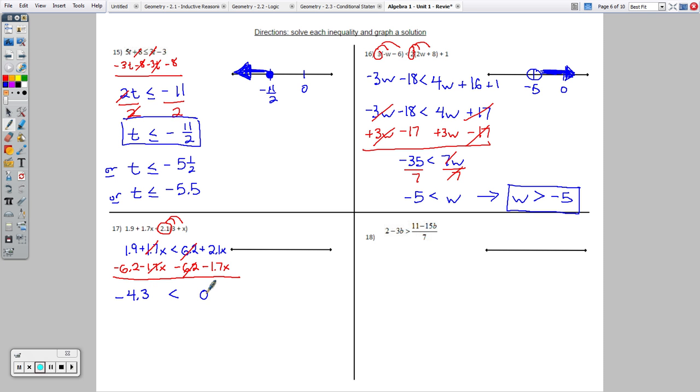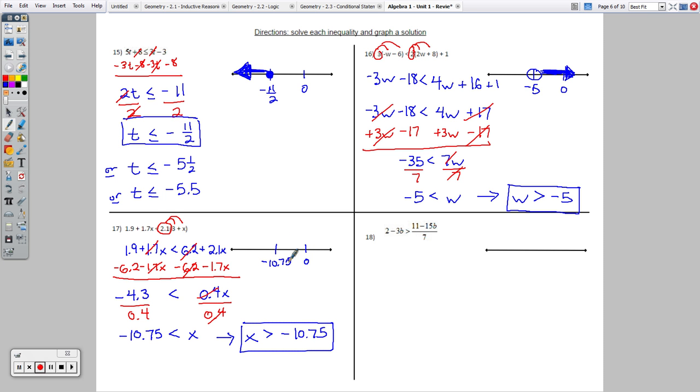And then right here you've got 0.4x. You can divide by that 0.4 in front of the x. That would cancel out here and here. And that would leave me with, as a decimal, negative 10.75. I divided by a positive number, so the sign stays the same, pointing in the same direction. So if that's true, that would mean that x is greater than negative 10.75. So if I had 0 here, this could be negative 10.75. I'm using decimals because that's how my question started.